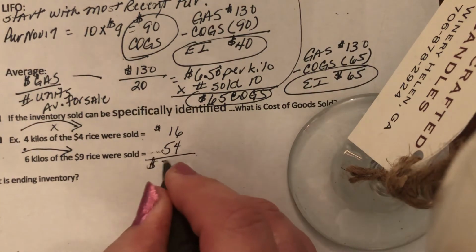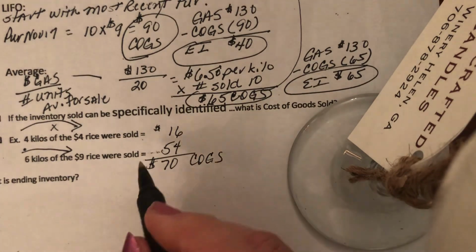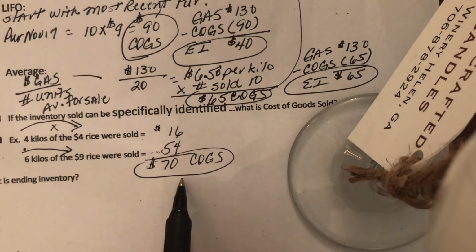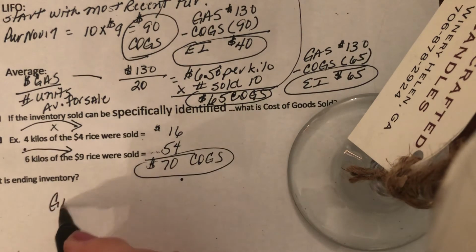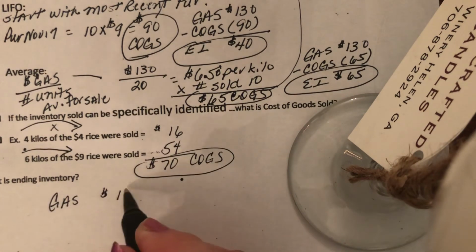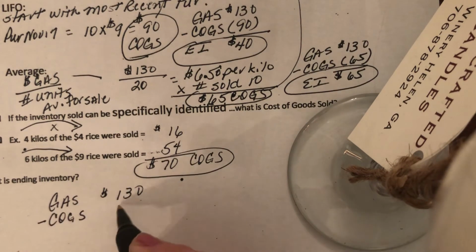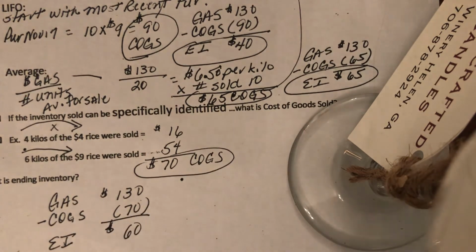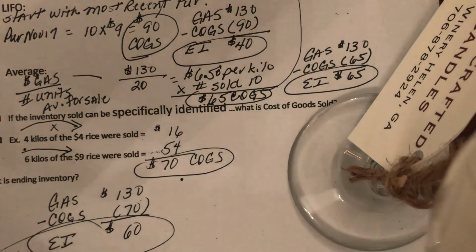So our cost of goods sold would be $70. And again, the way you get ending inventory is to do the subtraction from the number at the top, goods available for sale, $130, minus cost of goods sold, $70 gives you an ending inventory of $60. So that's the mechanics of how to do it.